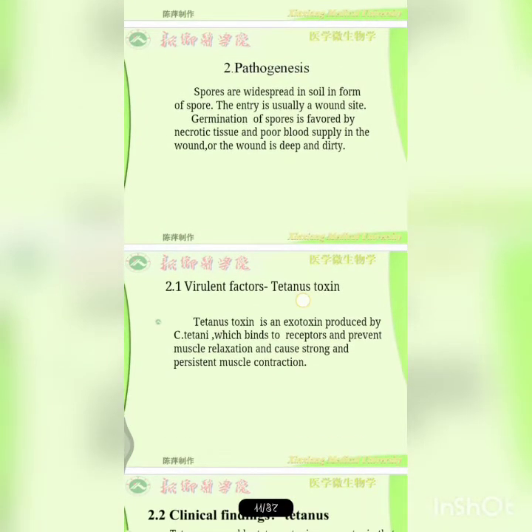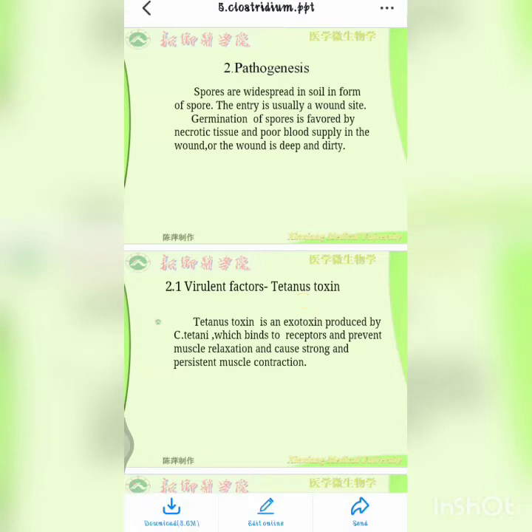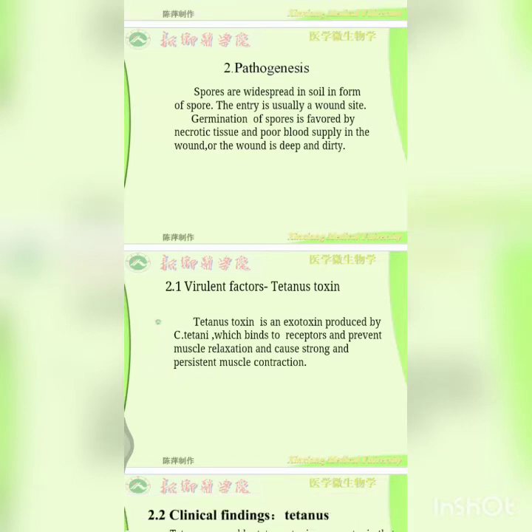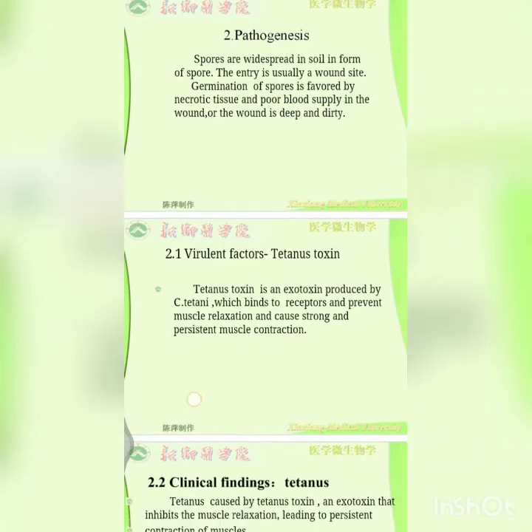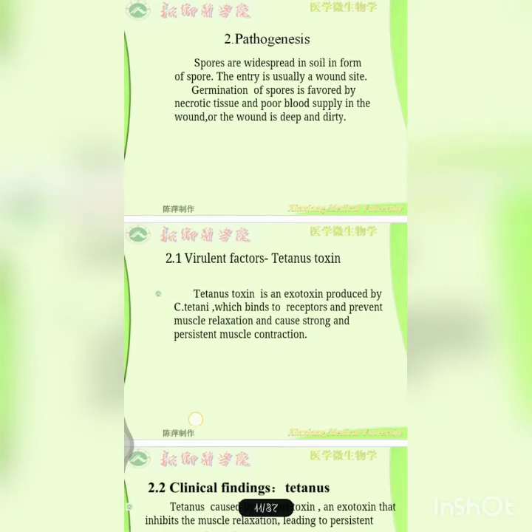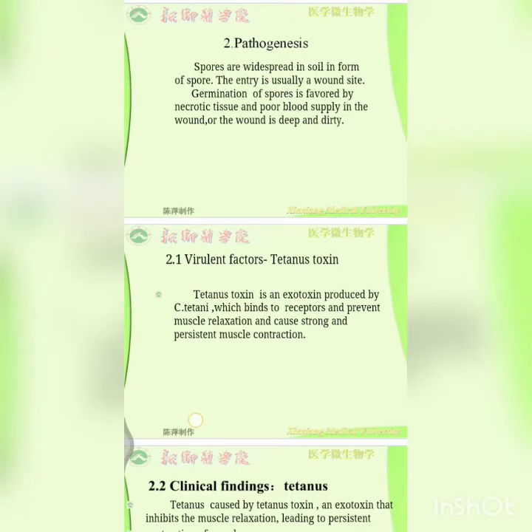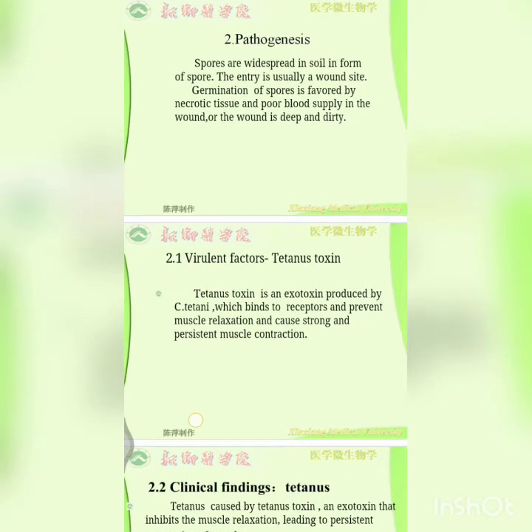Next, the toxins. The toxins produced by tetanus are tetanolysin and tetanospasmin. Tetanospasmin is a neurotoxin, a very dangerous toxin which makes our muscles spasm, so they are unable to move. This happens because it blocks the neurotransmitters, so that the nerve impulse cannot reach our muscles and they go into spasm. The tetanus toxin is an exotoxin produced by tetani, which binds to the receptors and prevents muscle relaxation, causing strong and persistent muscle contraction.